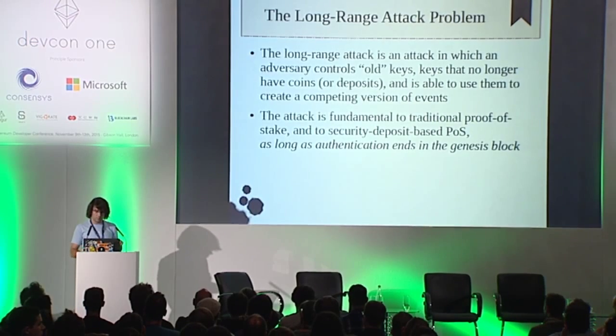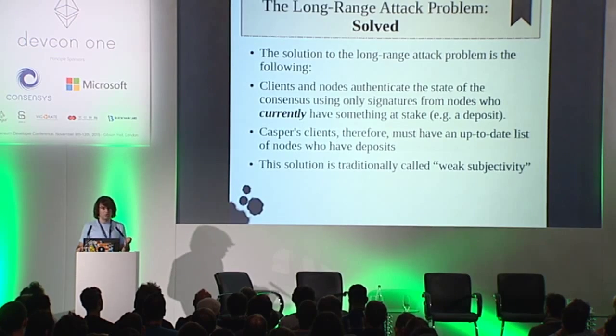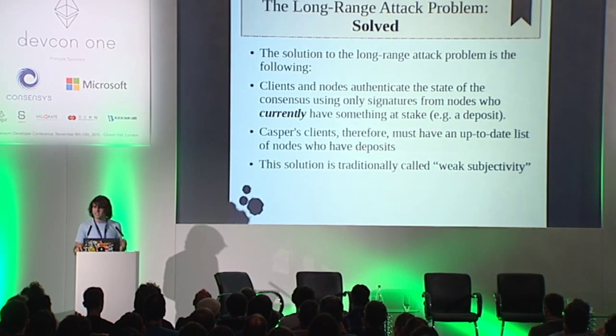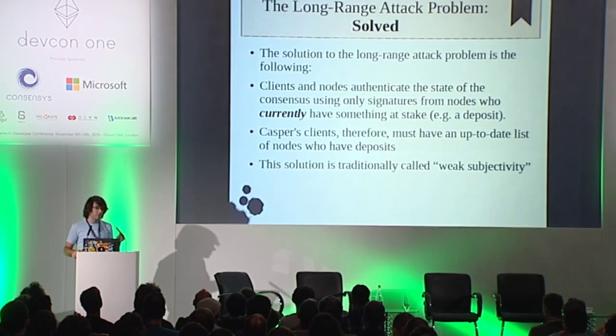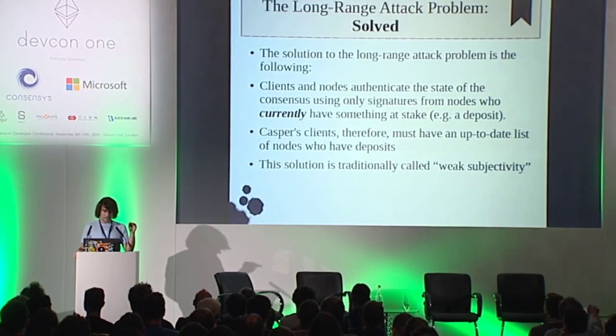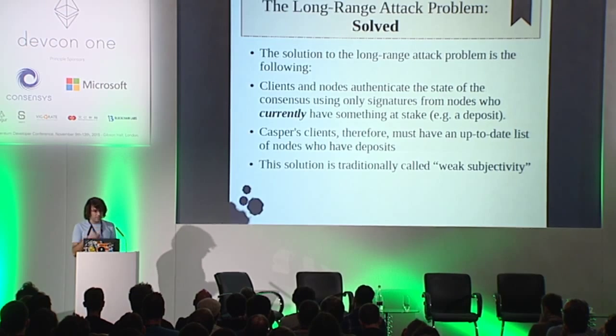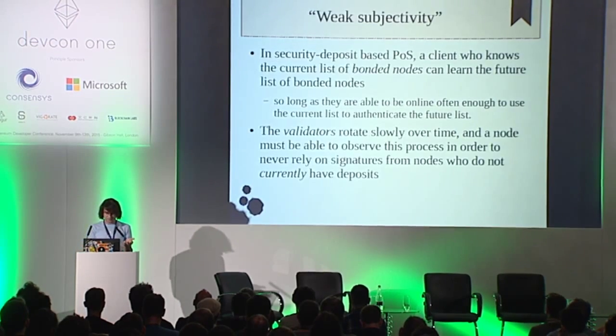So what we need to do to get around the long-range attack problem is to change the authentication model. Instead of authenticating everything based on your knowledge of the genesis block, you authenticate based on your knowledge of who currently has something at stake, and therefore who currently has signatures that you can trust. So basically, this means that clients have to know who currently has a deposit in order to synchronize with the state. And if they're able to stay online often enough, then they'll be able to maintain this list.